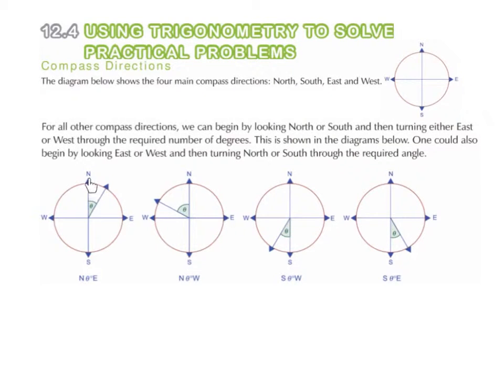So this angle here is north, theta degrees east. So for example, it could be north 30 degrees east. This angle here is north theta degrees west. So it could be, for example, north 60 degrees west.